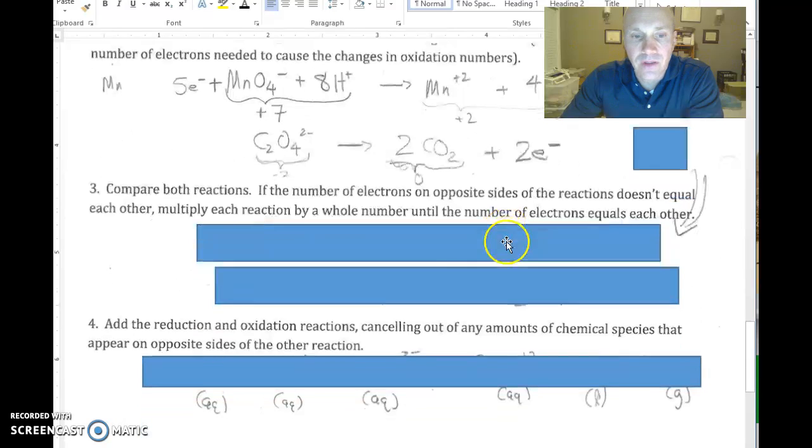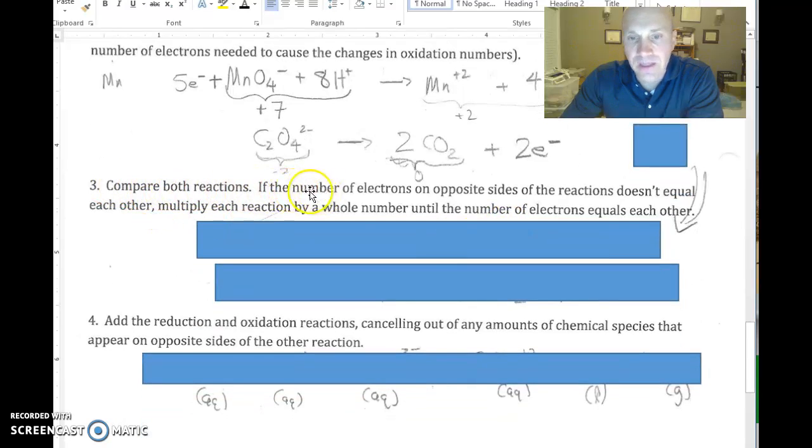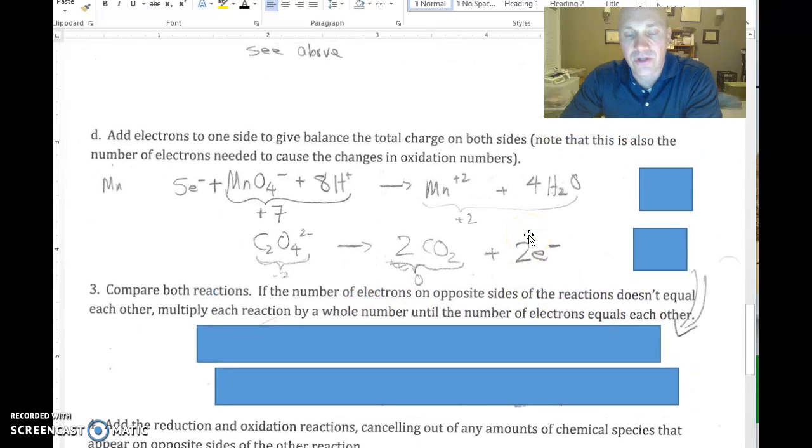So the next step is to compare both reactions, and if the number of electrons on the opposite sides don't equal each other, we're going to multiply each reaction by a whole number so that the electrons will equal each other. So if you take a look at these 2 reactions, notice that we've got 5 electrons as a reactant on this reaction, and we got 2 electrons as a product on this reaction. And what we eventually want to do is to be able to cancel out the electrons. But in order to do that, we would have to have the exact same number. So how are we going to do that?